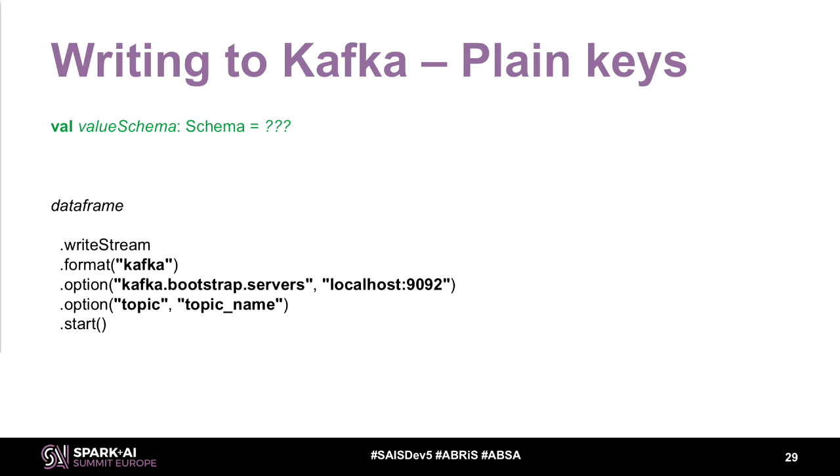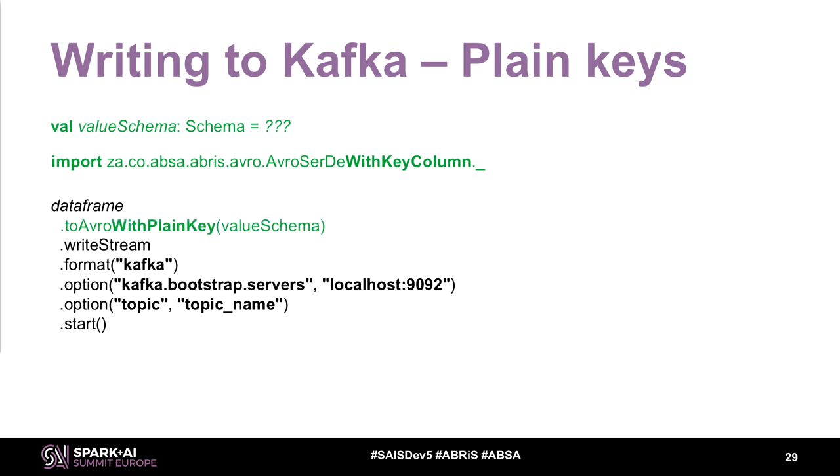So in case you still want a distributed, a partitioned Kafka topic, writing to it with keys that are not Avro, we provide this plain keys API as well, where you only have the value schema. You import again with key column, but this time to Avro with plain key, passing in the value schema. So plain key basically allows you to pass in any value. It will be transformed to a string, because this is Kafka's default serialization for key records.